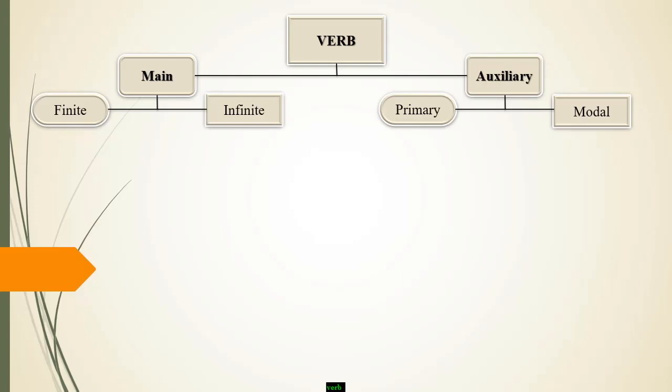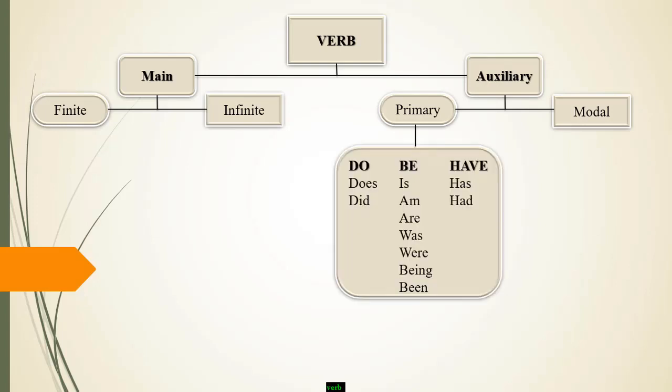So we are starting from primary auxiliary. Primary auxiliary verb can be subdivided into three categories or three groups: do, does, did. Do is the head word. The be group: be, is, am, are, was, were, being, been.